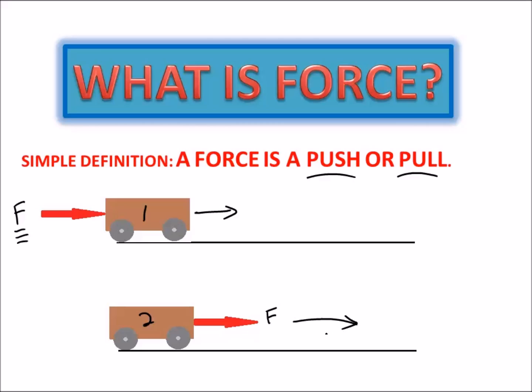It's that simple. So before we go on, forces are a push or a pull. They can be represented by an arrow drawn to scale. Bigger the arrow, bigger the force. Smaller the arrow, smaller the force. And the direction of the force will show you the direction of the motion, and vice versa.